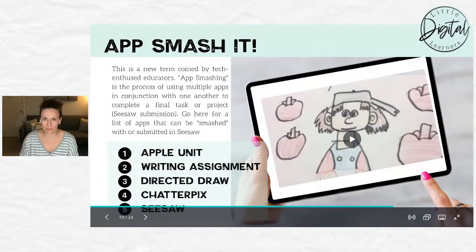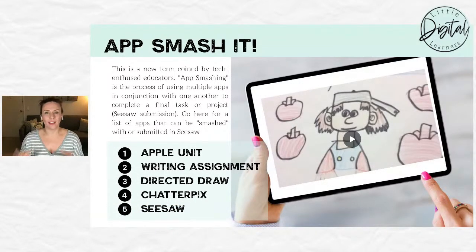So we call that app smashing. App smashing is a kind of new-ish term coined by ed tech educators, and it's the process of taking multiple apps that can integrate with each other and creating a final project. So in this example, the two apps specifically, or the pieces of technology that we app smashed, were Chatterpix and Seesaw. You could even possibly consider YouTube because we did a directed draw through ArtHub, but you put those two together and submit it on Seesaw, and it produces this final product.